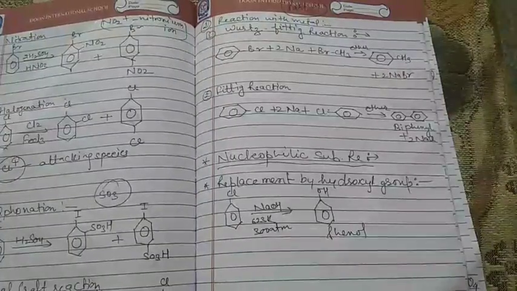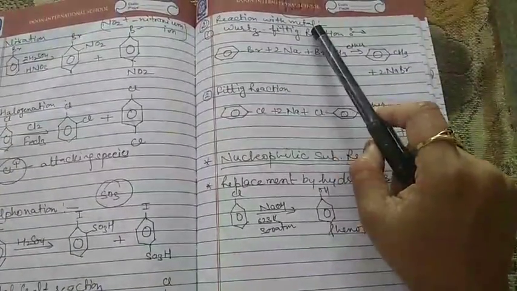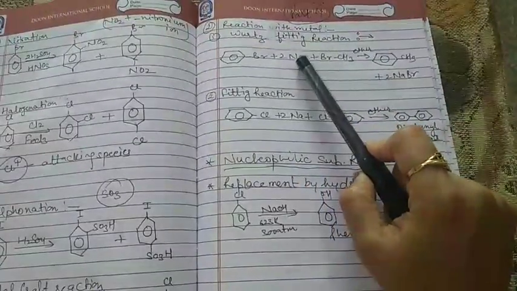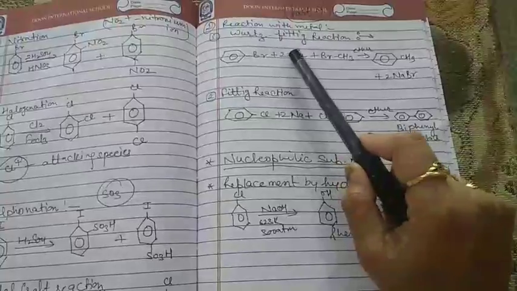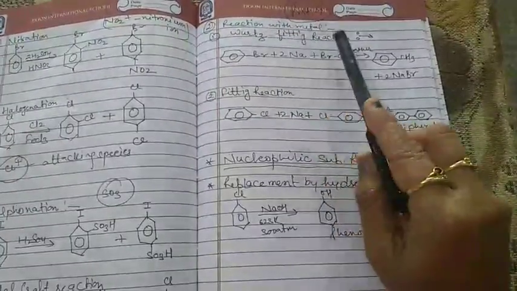Good morning everyone. Now the next chemical property of haloarene is reaction with metal. So the first reaction is with sodium metal. This is known as the reaction with sodium metal, or it is a named reaction known as the Wurtz-Fittig reaction.